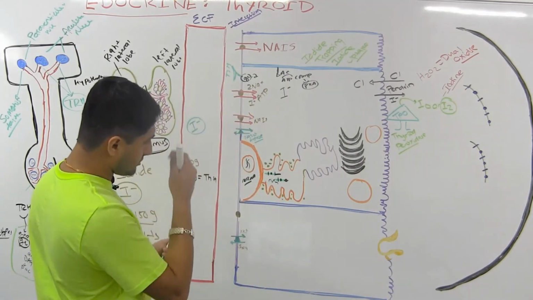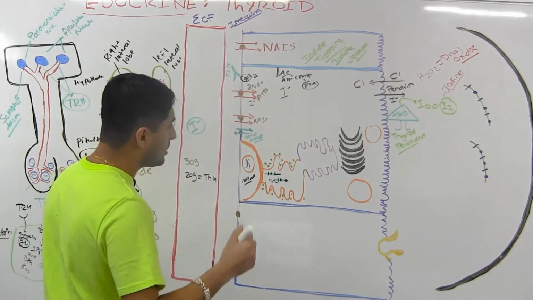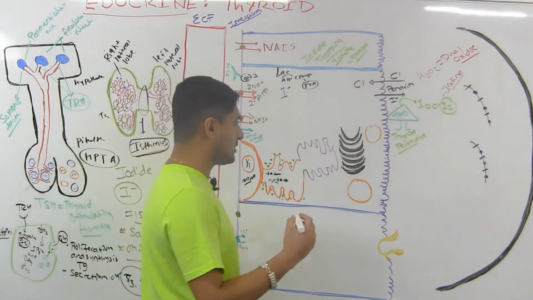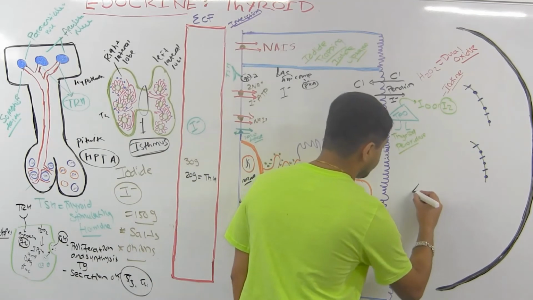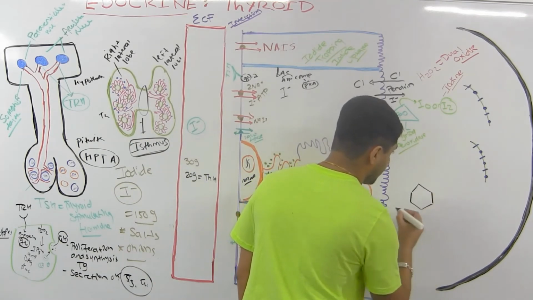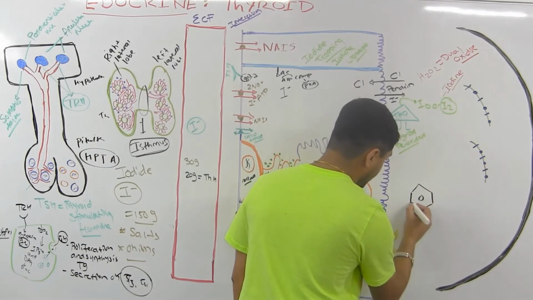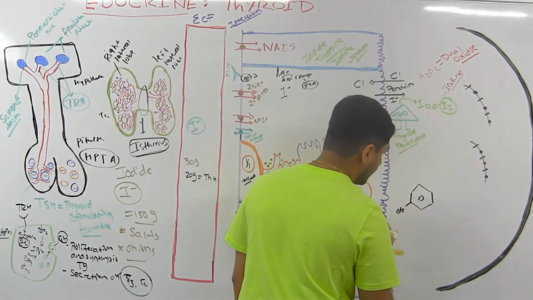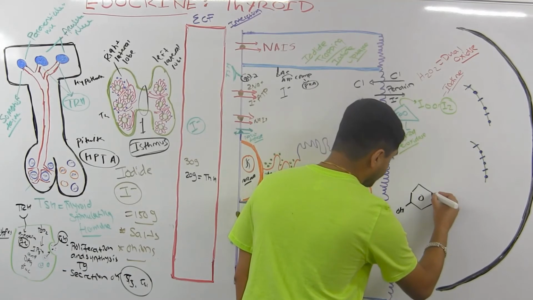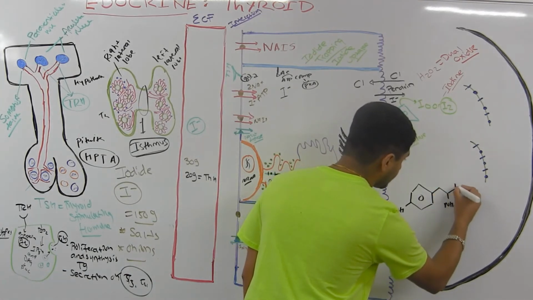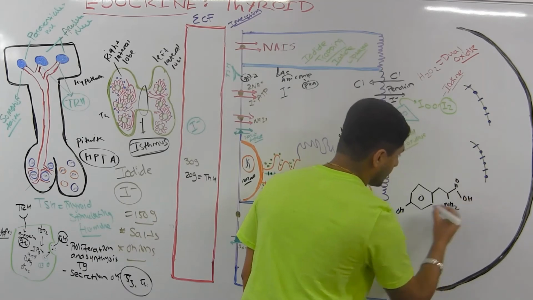And remember, let's talk about what the structure of tyrosine looks like. Let's quickly draw that. Usually tyrosine has an aromatic ring right here, and then it has a hydroxyl group at carbon number 4 position. Then you have 1, 2, and it has an NH2 group and a carboxyl end. Usually tyrosine looks like that.